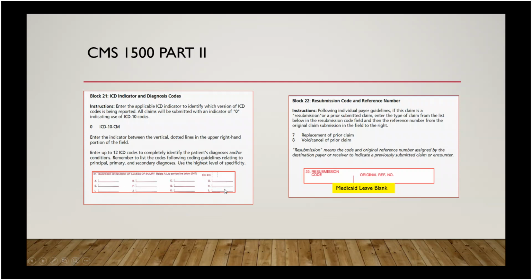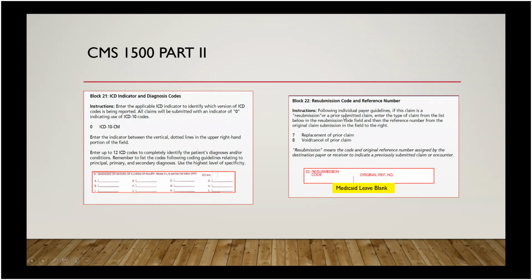And then you do have 12 places for your diagnosis codes. You want to put the codes that impact reimbursement for supplies and procedures first before you put anything else. So if you end up with 13 or more codes, you're only going to enter the 12 that actually support medical necessity. And then your first listed will be A, then B, C, and so forth.